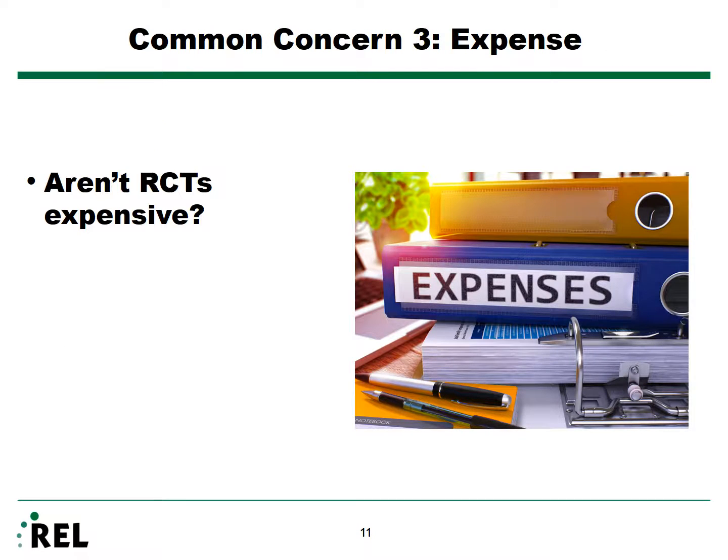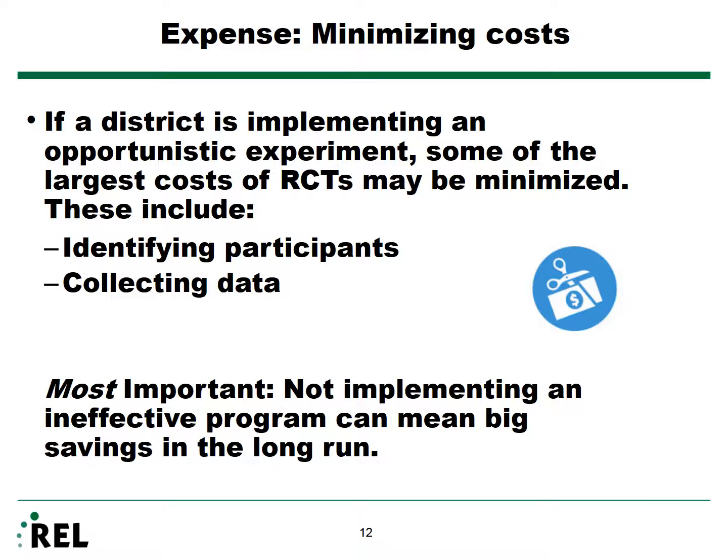A third common concern is the expense of conducting a randomized controlled trial. Districts may be reluctant to take on an opportunistic experiment if they believe that the benefits will not justify the expense. But under the right circumstances, an experiment can be less expensive than you might expect. Experiments are not necessarily as expensive as districts may fear.